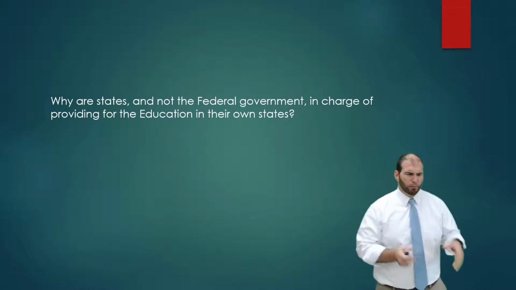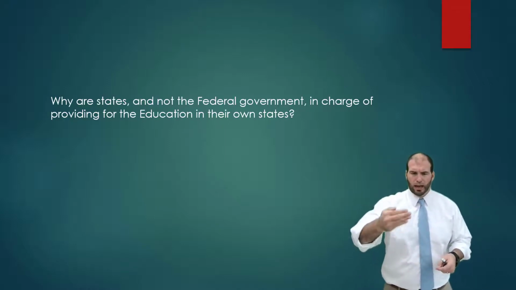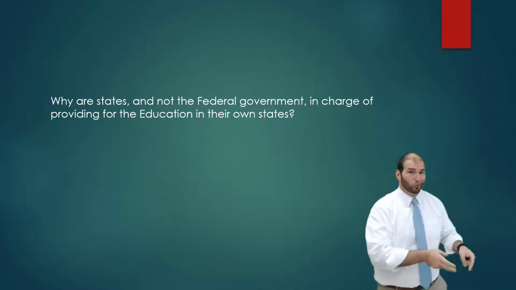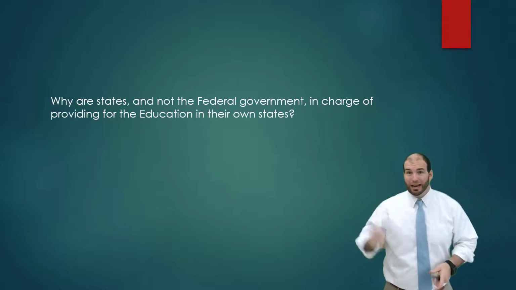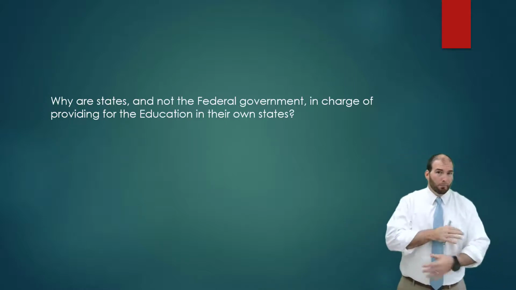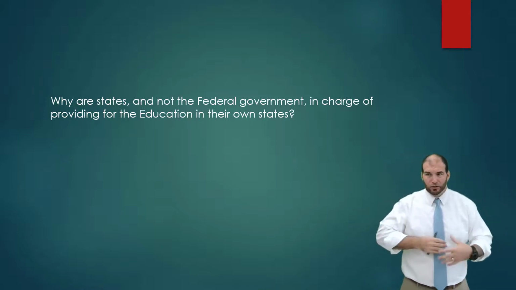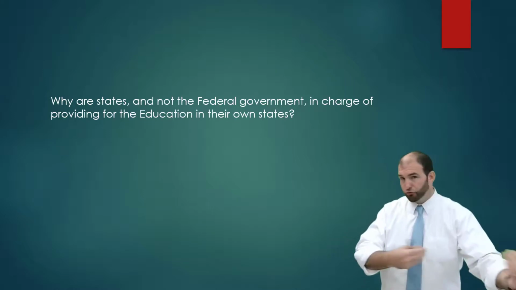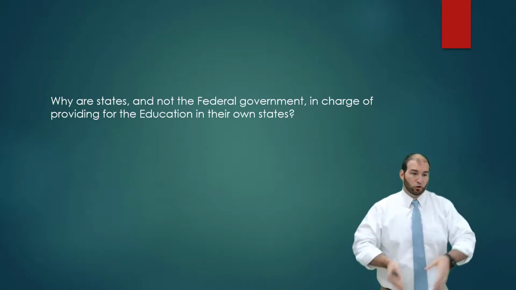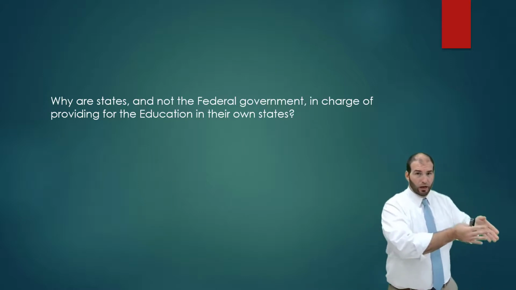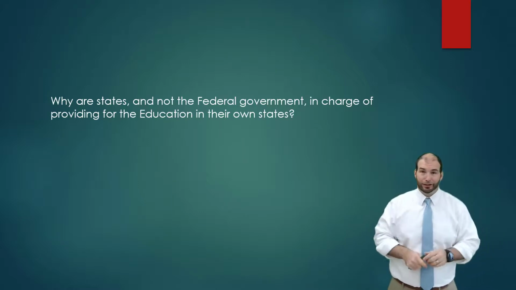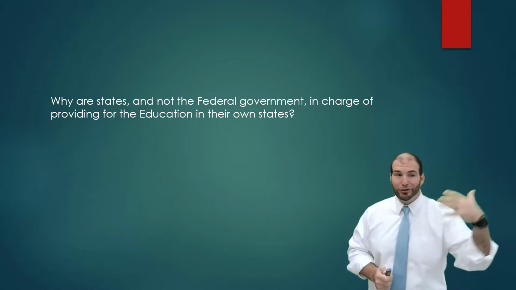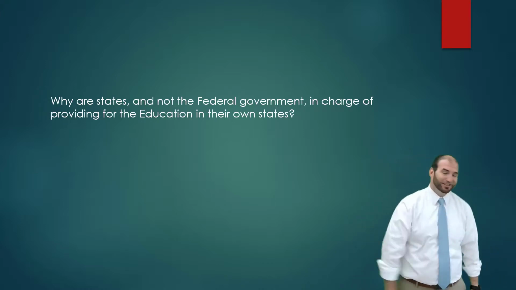The reason is because the people in different states have different cultures, and they want to be able to align their curriculum and what works best for them in the educational system with the people in their own state. The people in Maine and the people in Hawaii, present day, may not have the same needs education-wise, so it's really hard for the federal government to have a one-size-fits-all curriculum for everybody. So the states, really from the beginning, are the ones in charge of providing for their own education inside their state, and the federal government, in theory, does not have any control over that. So the question is, why are states and not the federal government in charge of providing for education in their own states? Just answered that for you.